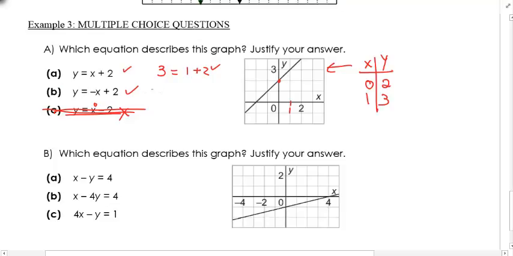Let's do the last one, or part B here. So if I write down 3 for y, and I replace x with 1, that's -1 plus 2. -1 plus 2 is definitely not equal to 3. So, there is our correct answer. Okay? So, that's how you do it. I'm going to let you try part B on your own. Okay, go for it.